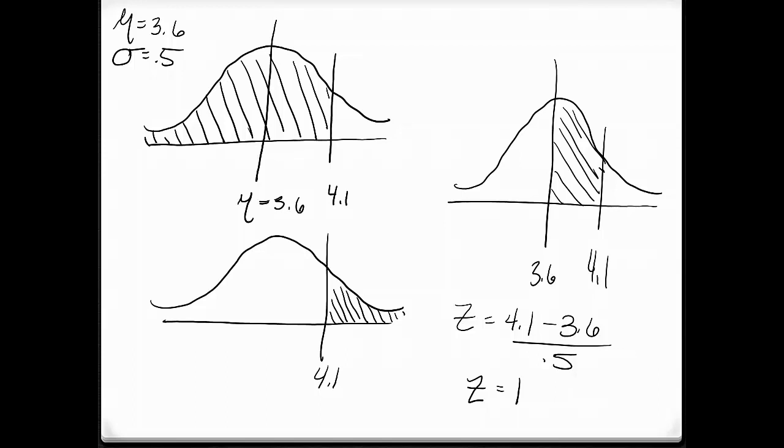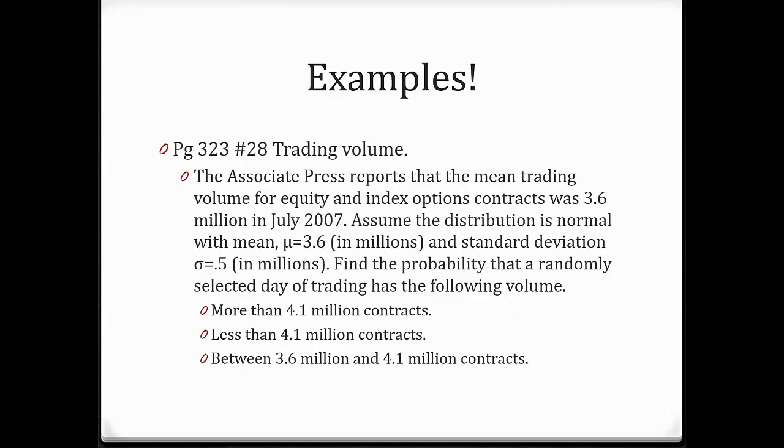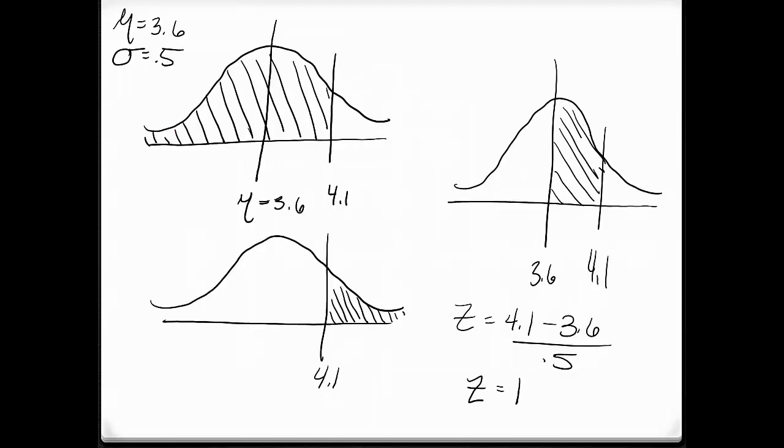All right, I need 4.1 minus 3.6 divided by 0.5. And that gives me a z-score of 1. Okay, so my z is 1. Can't believe I needed a calculator for that, but I did. So with a z of 1, we want to find more than 4.1 million contracts, less than 4.1 million contracts, and between 3.6 and 4.1 million contracts. So I'm going to pause the recording real quick and get a chart up.